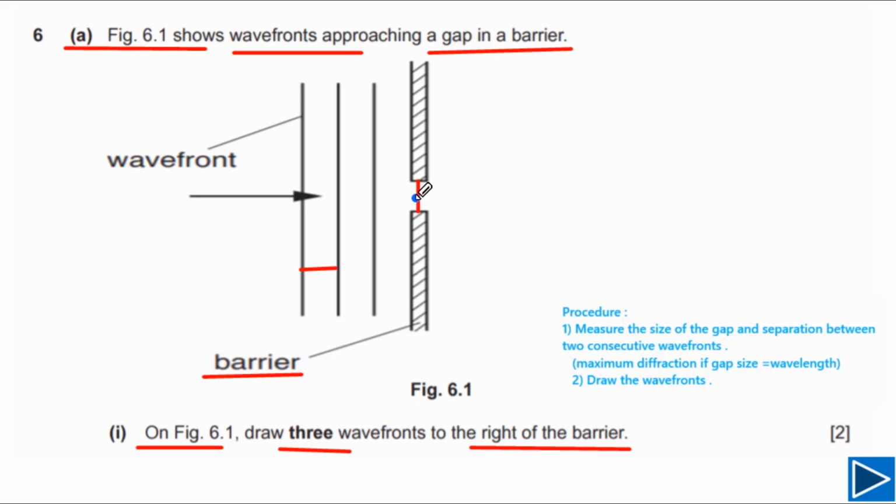So the center of the gap is almost here. At this point we can mark the center of the gap. So this is about the center of the gap. Now we need to use a compass to draw the circular wavefronts.